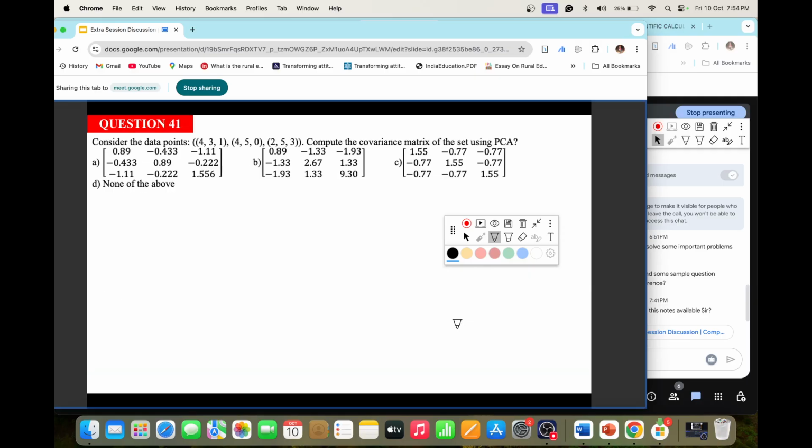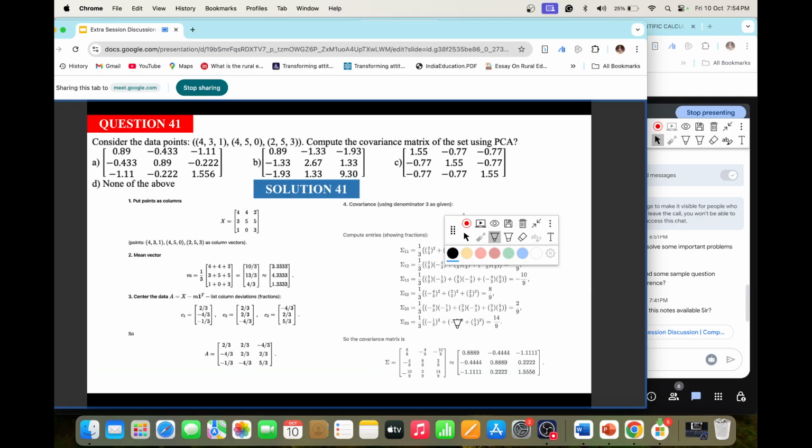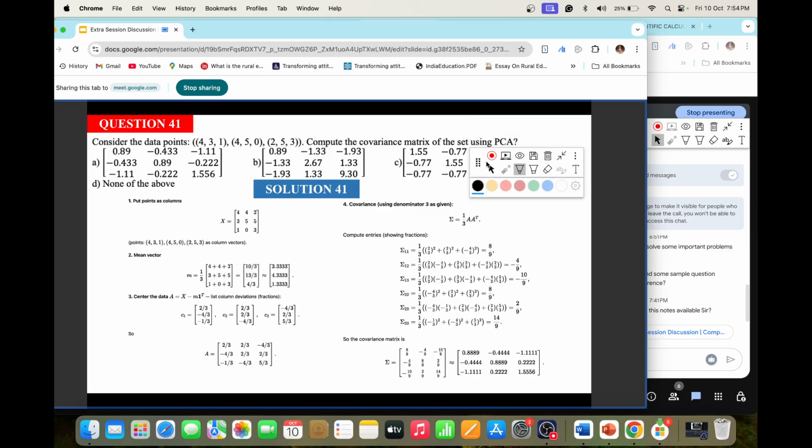Then question number 41, compute the covariance matrix. I have already told you how to compute the covariance matrix, so just go through it. First you have to center the data, and then multiply the centered matrix by the transpose of the centered matrix, divided by the number of samples. By this you can easily compute the covariance matrix. Simple formula, simple calculation, so please go through this again.